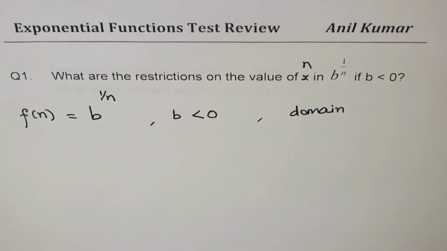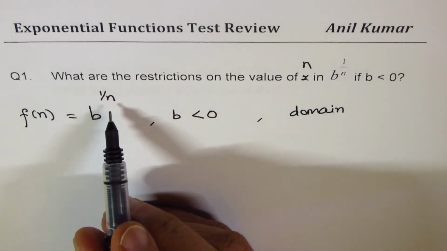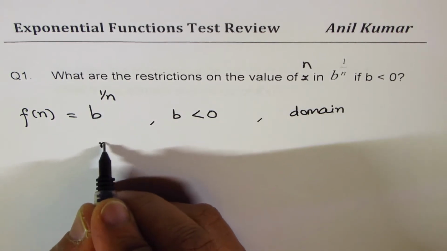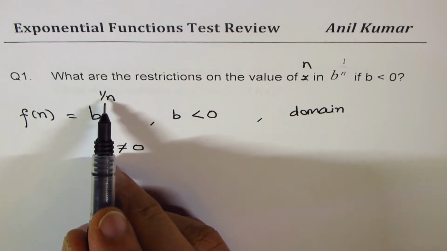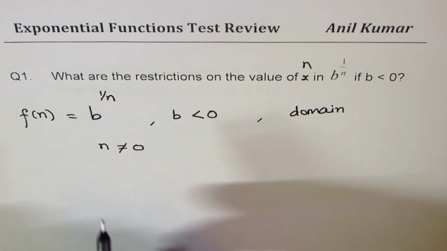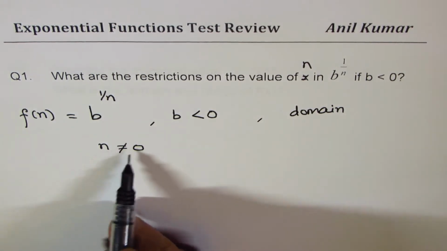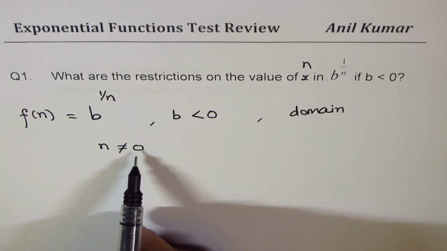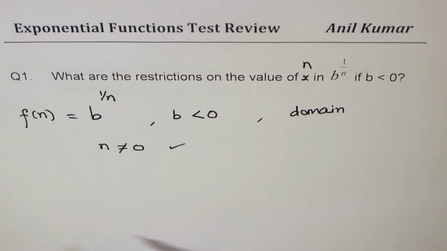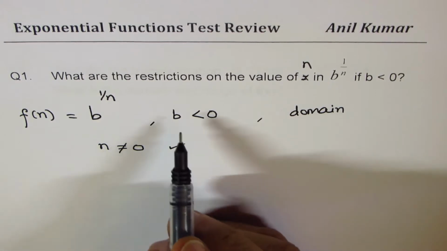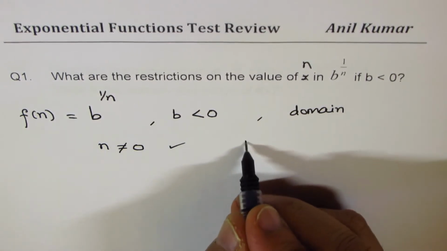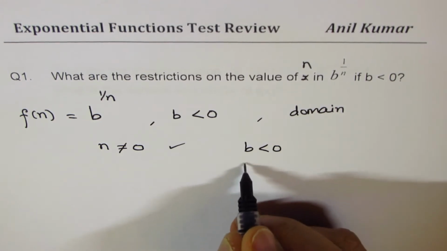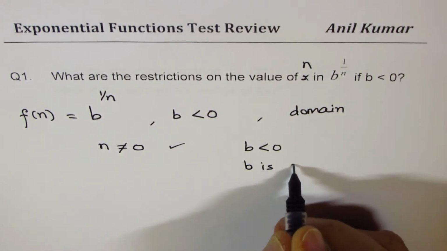So I hope the question is absolutely clear. Well, as some of you have already seen, n should not be equal to 0, since 1 over 0 is an infinitely large quantity which is not defined. So n is not equal to 0 is perfectly fine. What else? b is less than 0 means what? So when I say b is less than 0, that means b is negative.